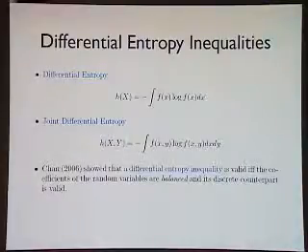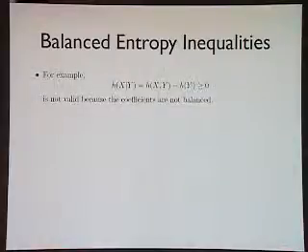Now, in 2006, Chan showed that a differential entropy inequality is valid if and only if the coefficients of the random variables are balanced, and its discrete counterpart is valid. I'm going to tell you what it is. So what it means is the following. We consider this inequality: conditional differential entropy of X given Y. We want to see whether it is always bigger than or equal to 0. So what we do is we expand it into H(XY) minus H(Y). Now the discrete version of this inequality holds.